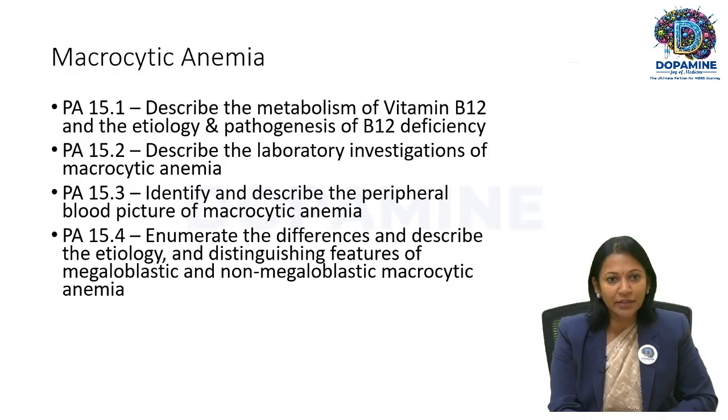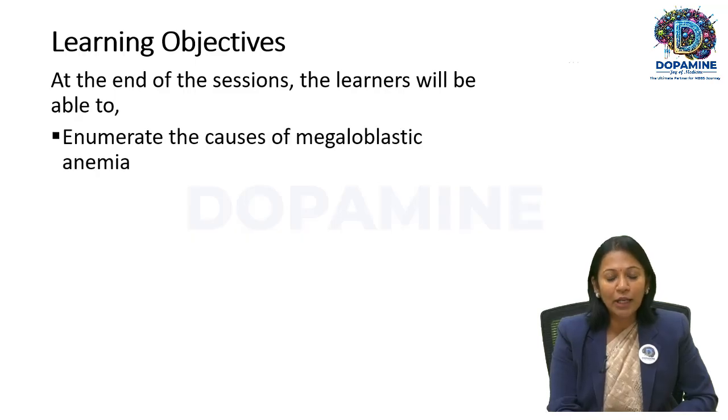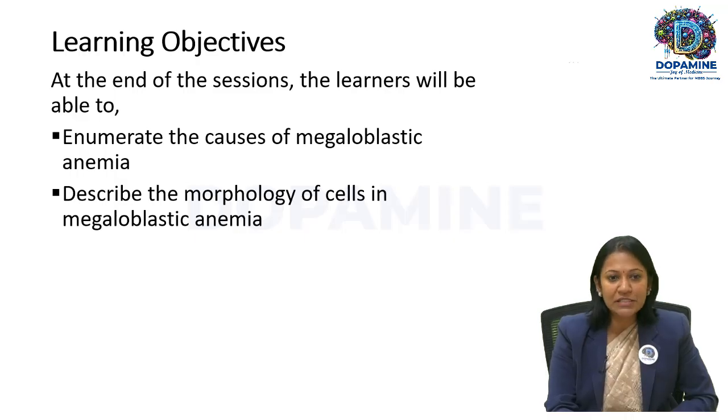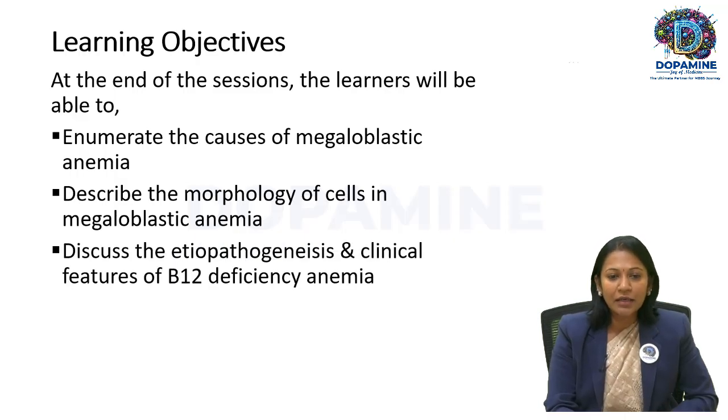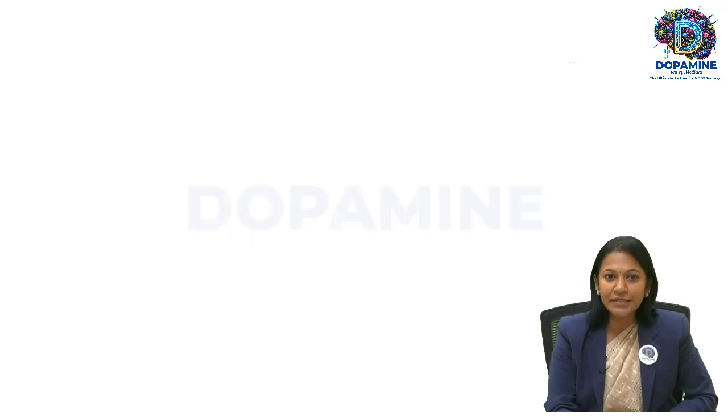So let's unwind it. What are the learning objectives? At the end of the session, all of you will be able to enumerate the causes of megaloblastic anemia, describe the morphology of cells in megaloblastic anemia, discuss the etiopathogenesis and the clinical features of B12 deficiency anemia, and also folic acid deficiency anemia. So we'll see.